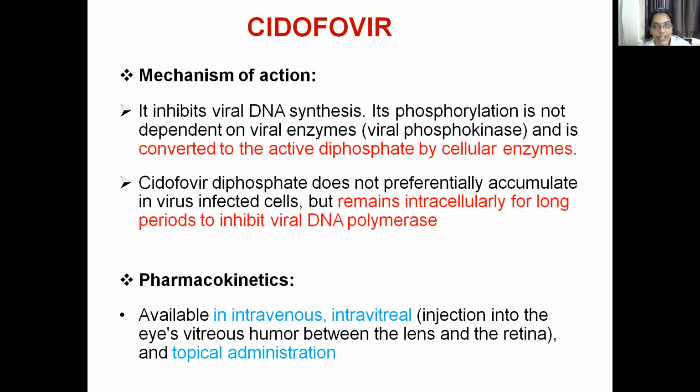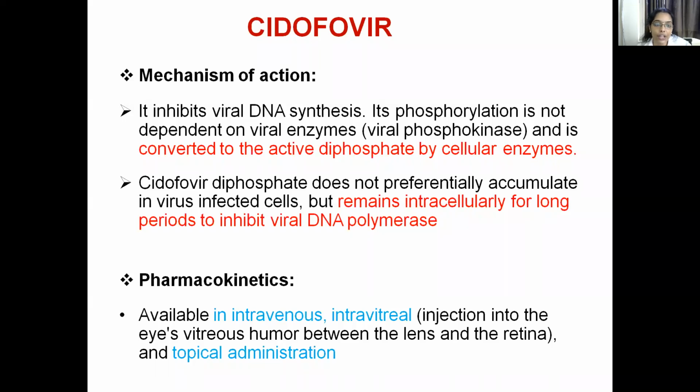Its phosphorylation to the active diphosphate form is not dependent on the viral enzymes. It is dependent on the host enzymes. So it is converted to the diphosphate form by the cellular enzymes of the host. So it does not preferentially accumulate in the virus infected cells only. This is important because it is affecting the normal healthy cells as well. That is the reason cytotoxicity is more for cidofovir.